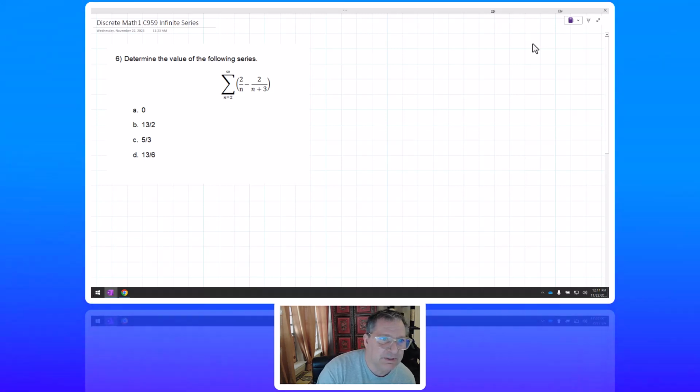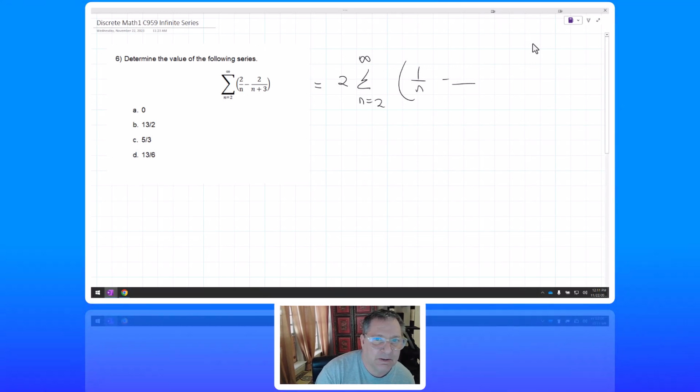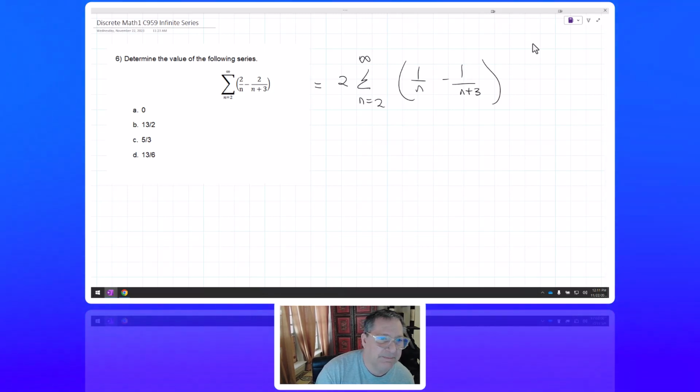The first thing we're going to do is factor the 2 out, and that way we at least have a little less of a job to do. Just slightly improve our work here, reduce it by doing that. But this series is still going to be a problem: 1 over n minus 1 over n plus 3. It still seems to be divergent, but it actually is convergent.